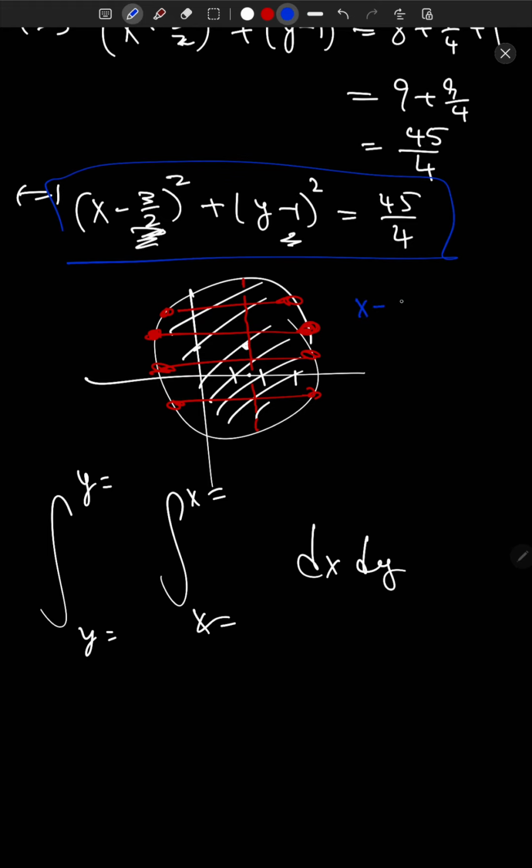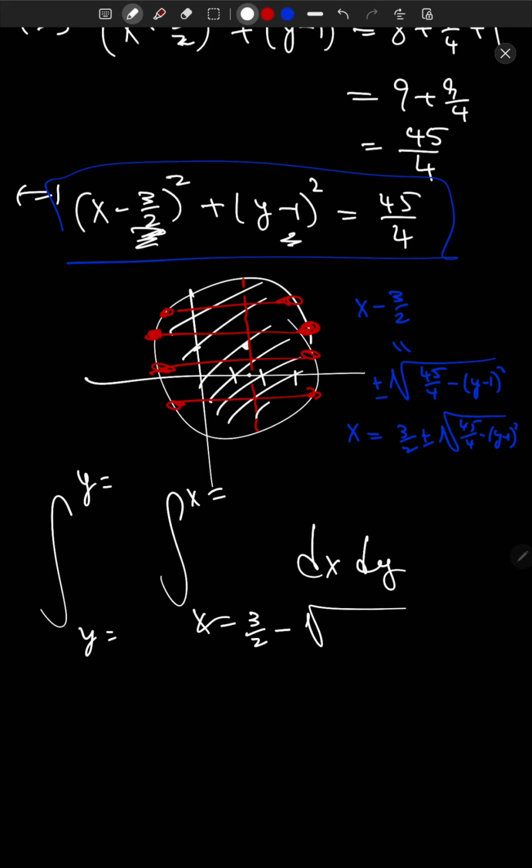So we get x minus 3 over 2 is equal to plus or minus the square root of 45 over 4 minus y minus 1 squared, all right? And so we get x equals 3/2 plus or minus the square root of 45 over 4 minus y minus 1 squared, right? The 3/2 minus represents the left-hand semicircle. The 3/2 plus represents the right-hand semicircle. And so our integration is going to be from 3/2 minus the square root of 45 over 4 minus y minus 1, whole thing squared, to 3/2 plus, same thing.